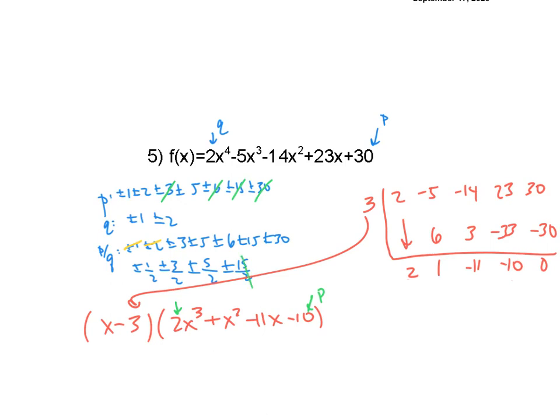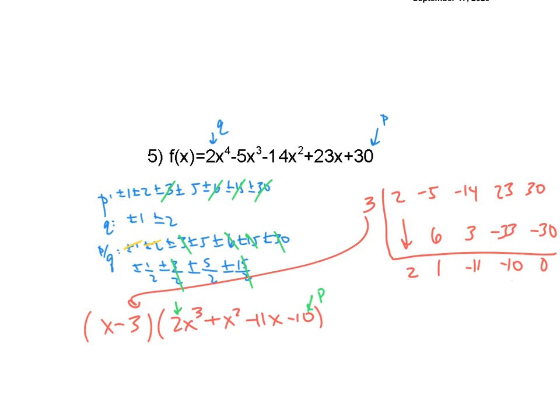So 15 over 2 is no longer an option. 3 over 2 is no longer an option. 30 is not an option. 15 is not an option. 6 is not an option. 3 is not an option. And that's it. Now, remember before we tried positive 1 and positive 2, those are still not options, so don't go try those again. So now I have a much smaller list to work with.